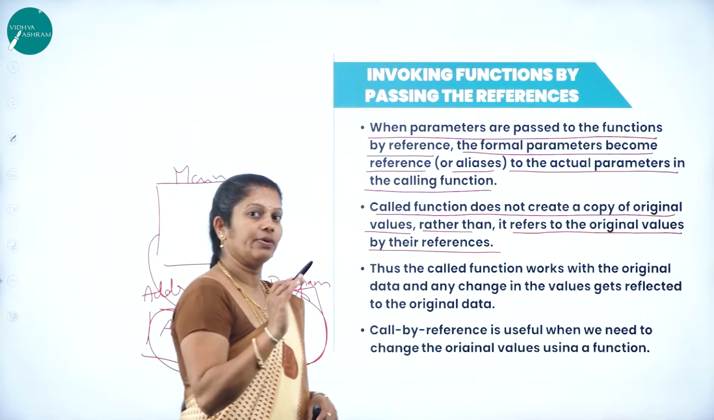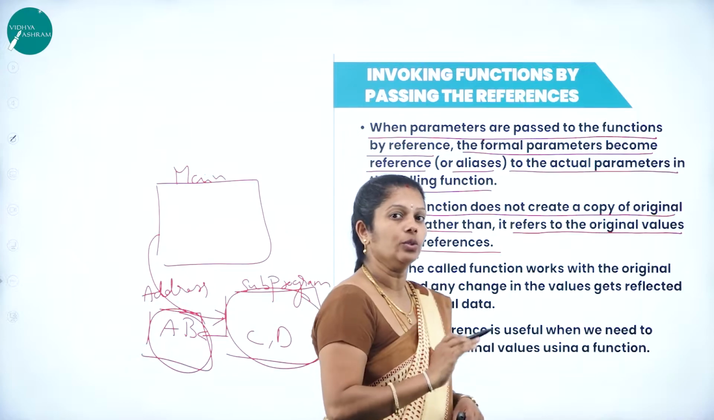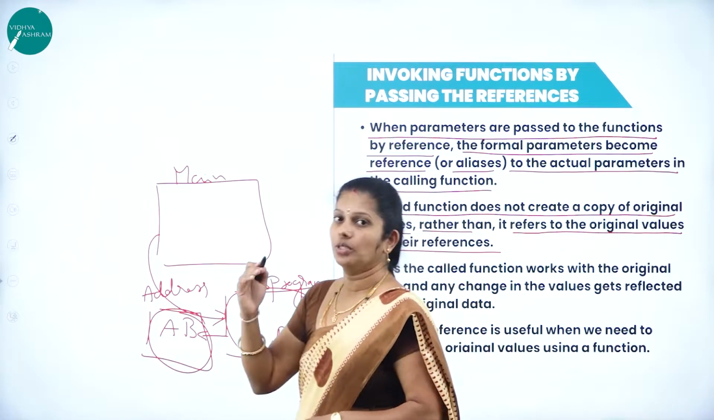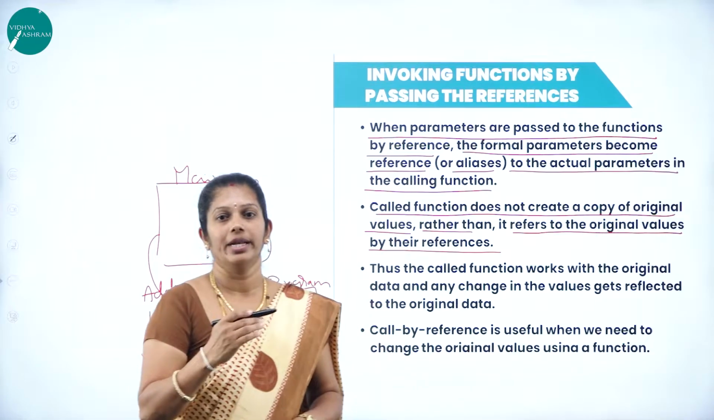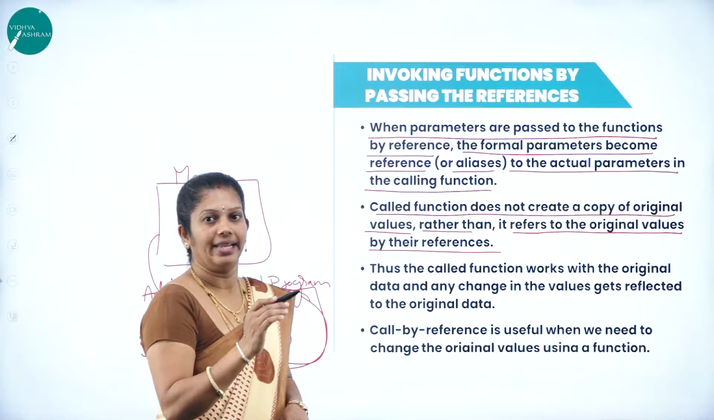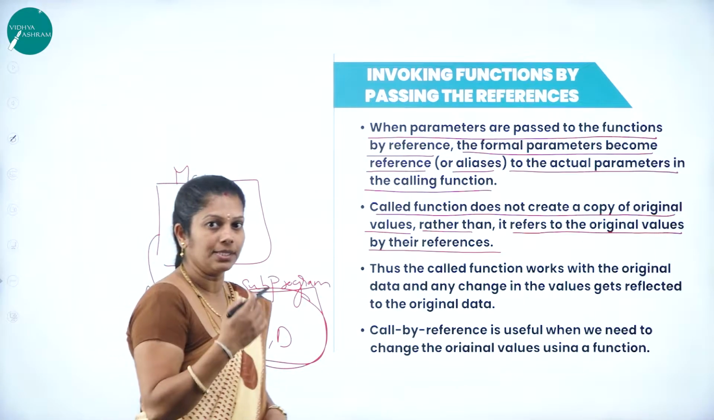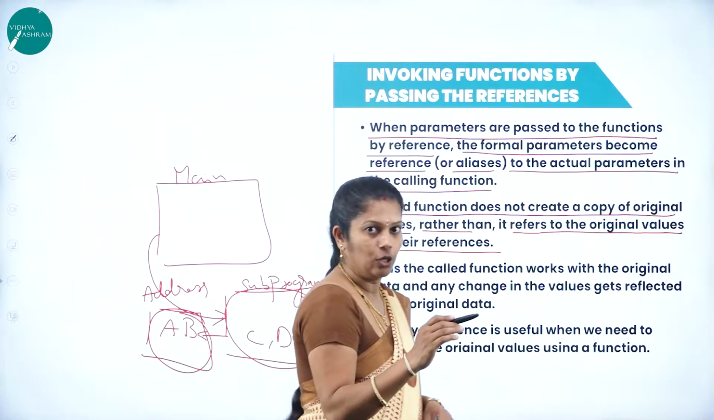Whereas when they come to call by value, what happens? The main program will send the value to the subprogram, and the subprogram will take a copy of the data and it will work on that. Whereas in call by reference, what happens? The main program will not send the value in that place.